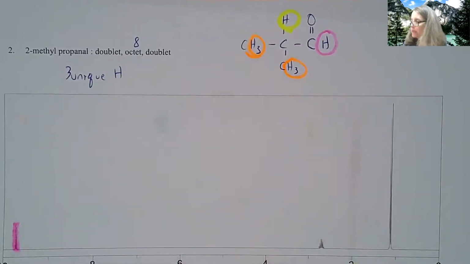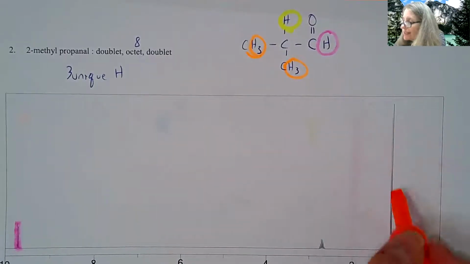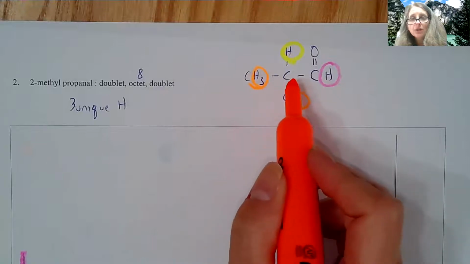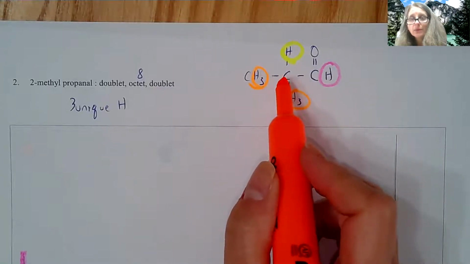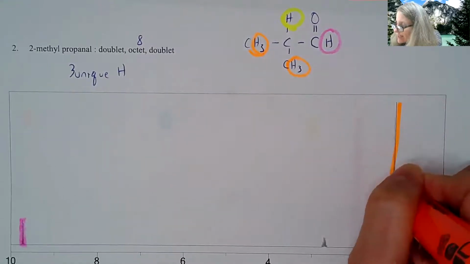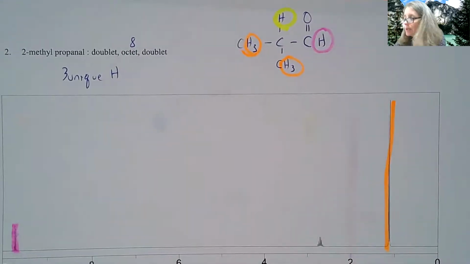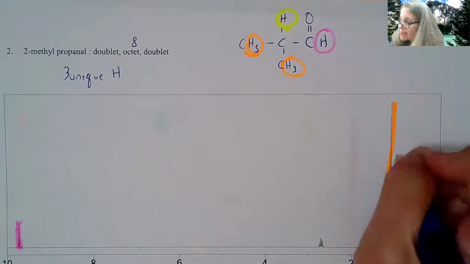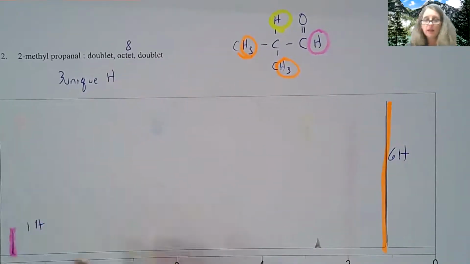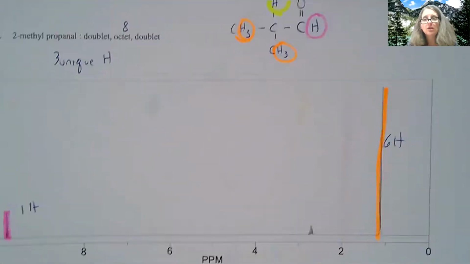Again, it is splitting only into a doublet because if I am the orange hydrogens, this carbon is my only neighbor and it has 1 hydrogen. So that's got to be my doublet here. Again, pretty big peak, right? I could say there's 6 hydrogens there. That makes a lot of sense versus the peak down here, which is only probably 1 hydrogen.